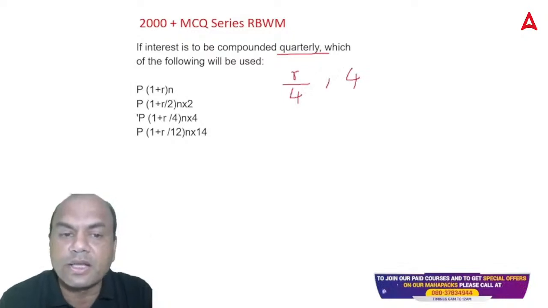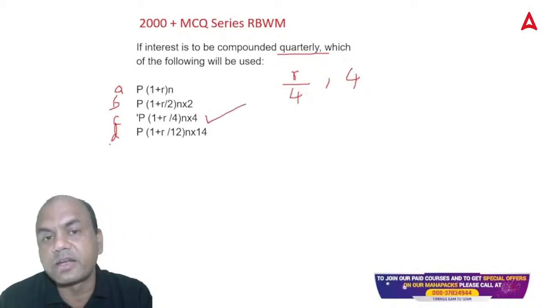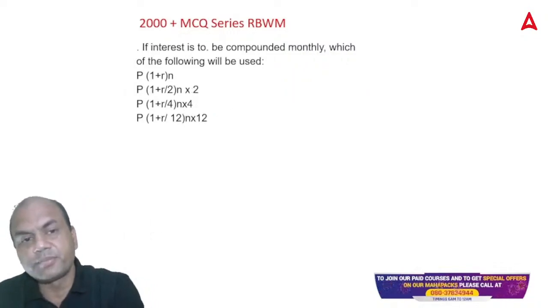So what is the answer? Type this. A, B, C or D. What is the answer? Type fast in the comment section. Is it A, B, C or D? Let me see. It is C. Correct. It is C.